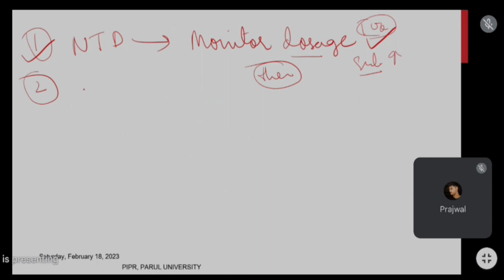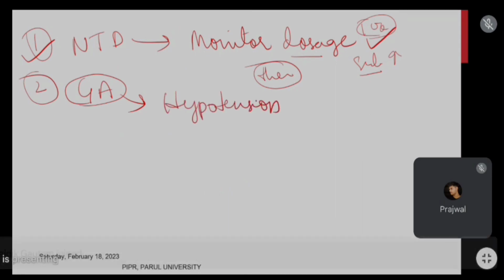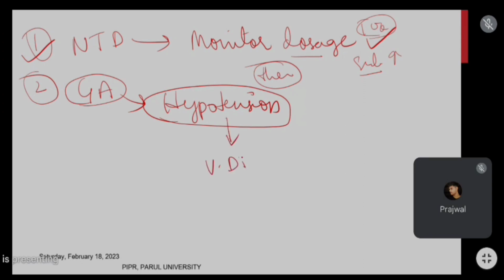Now second point, ध्यान से सुनो सब लोग. Second general principle of general anesthesia is general anesthetic agents will cause hypotension. Why general anesthetics will cause hypotension? Because general anesthetics have direct vasodilatory action. They decrease cardiac output by decreasing the force of contraction. They depress cardiac myocytes. Okay, cardiac actions कम कर देगा.